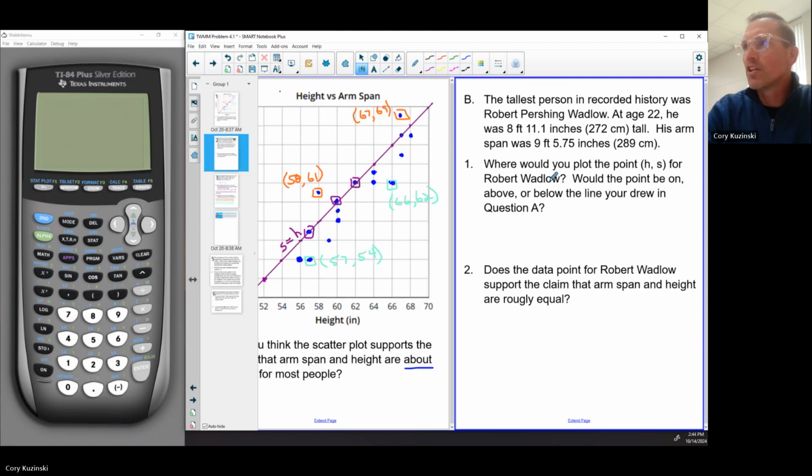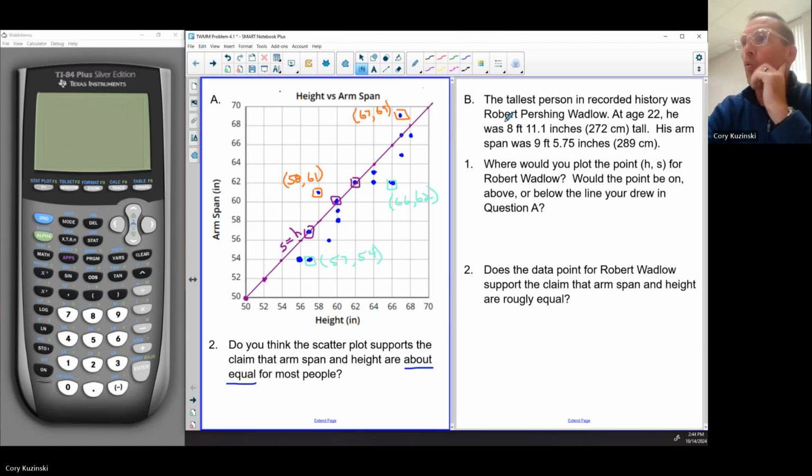The tallest person in recorded history was Robert Pershing Wadlow. At age 22, he was 8 foot 11.1 inches tall. His arm span was 9 foot 5.75 inches. Where would you plot the point for his height and arm span? Would the point be on, above, or below the line you drew? Okay, so pause, put down your thoughts, and then click play again to see my thoughts.